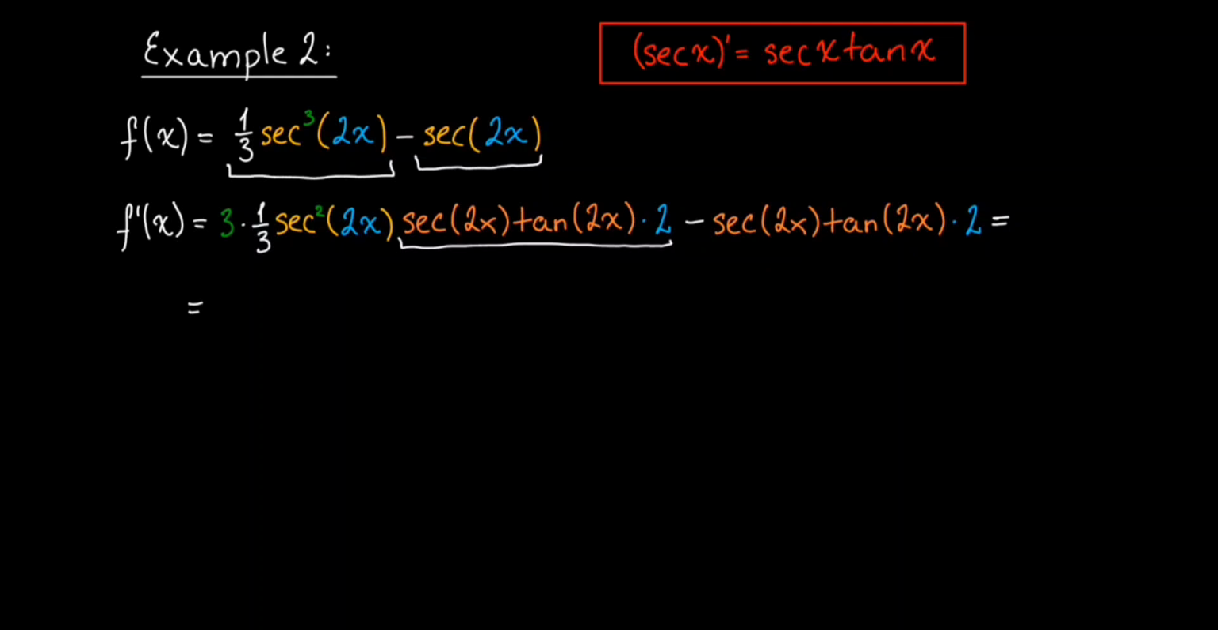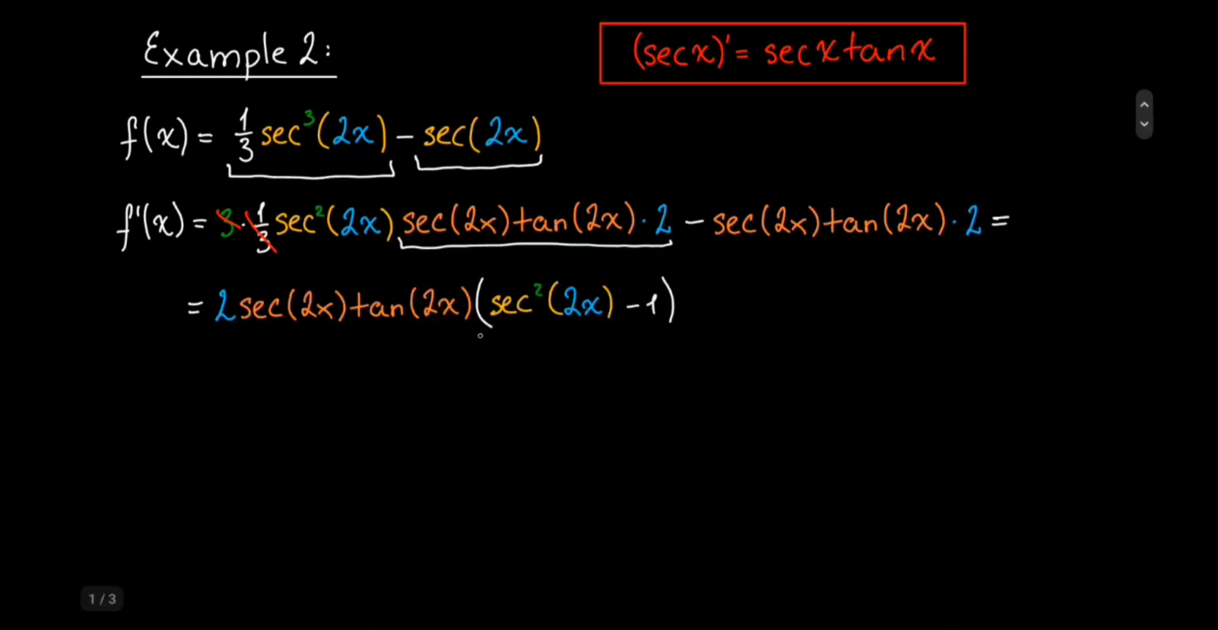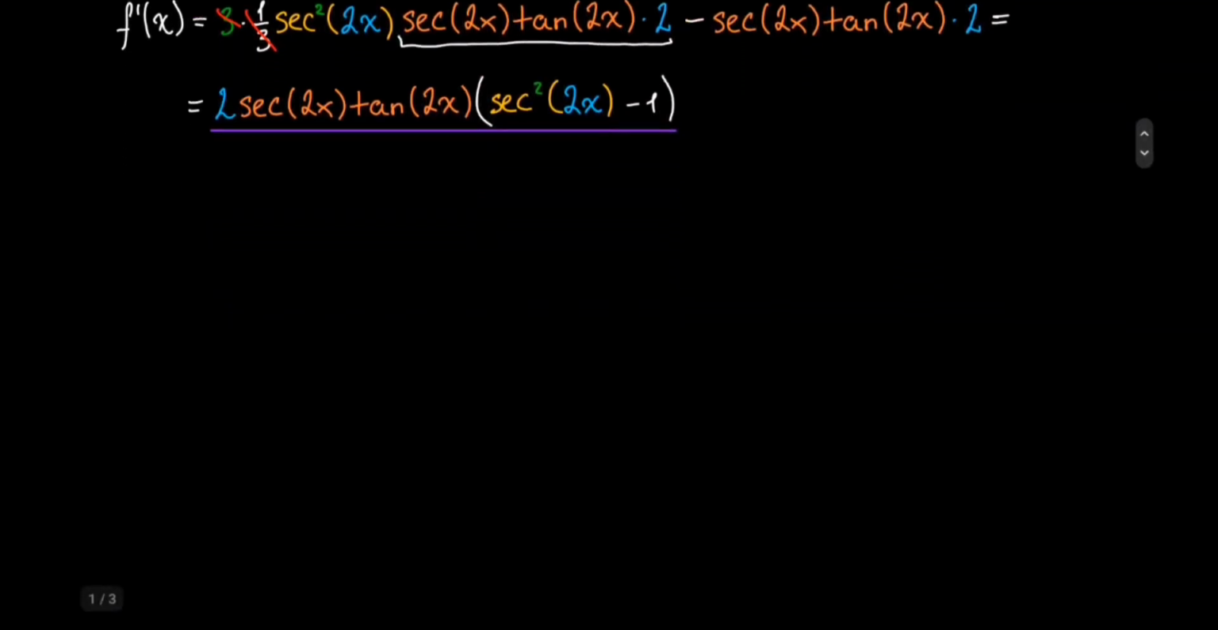Finally, let's do some simplifications. For example, 3 and 1/3 cancel each other out. And also, we can factor secant 2x tan 2x times 2 outside the parentheses to make this expression nicer. And of course, all that's left in the parentheses is going to be secant squared 2x minus 1. And this right here, once again, is the derivative of our function. A little more complex, however, still very manageable.